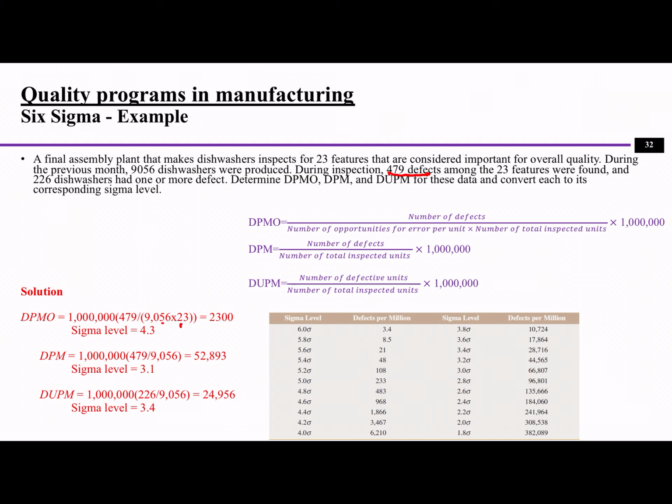And then use 479 divided by that, times 1 million. Now we got 2,300. So DPMO, defect per million opportunities, is 2,300.